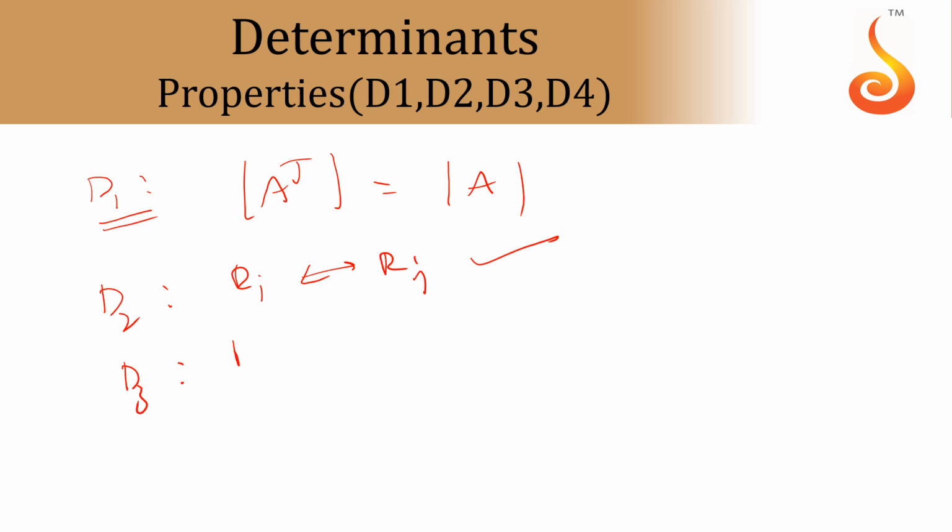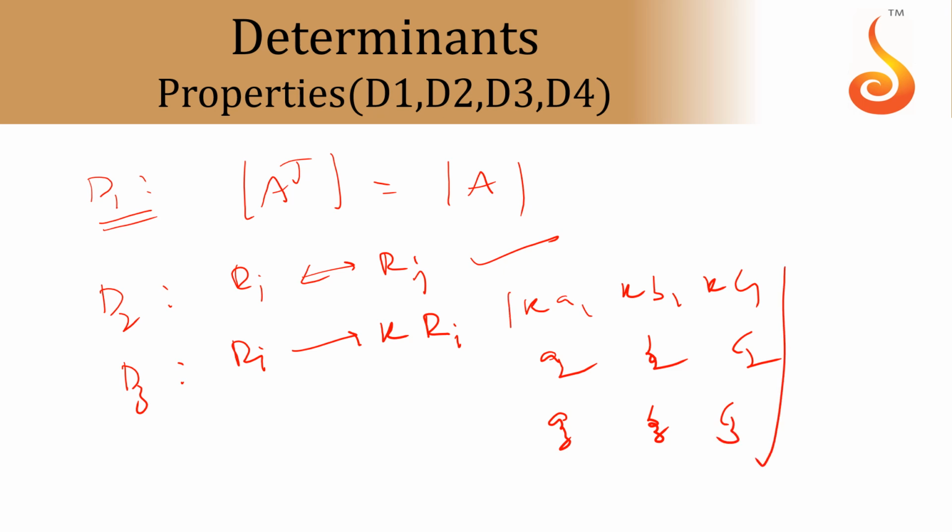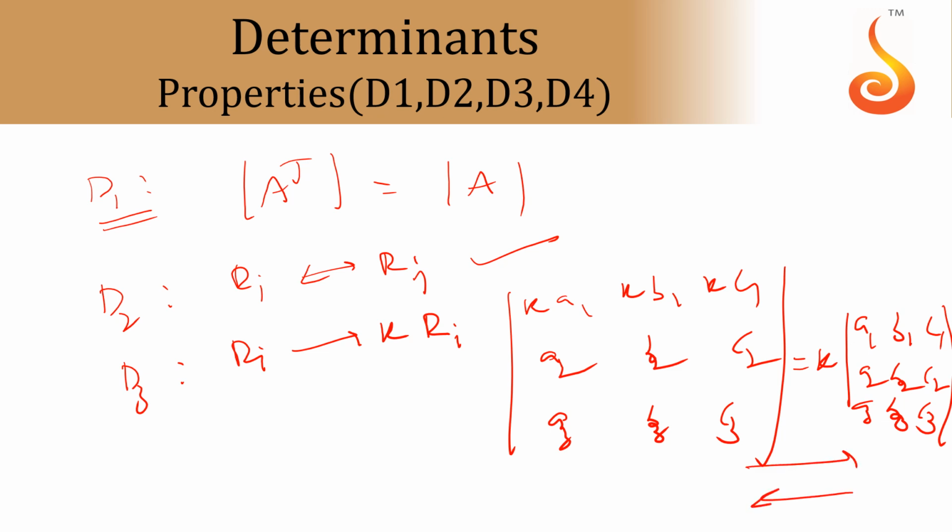D3: if you change any row by multiplying k to that row, the determinant also will be multiplied by k. So what do you mean by that? Suppose kA1, kB1, kC1, A2, B2, C2, A3, B3, C3 is there, then it is k times the old determinant. So you can take k common, or send k inside to one row or one column. In both directions you should understand.